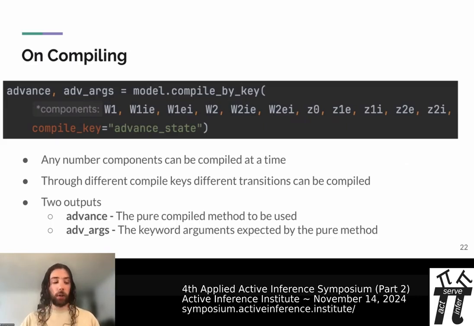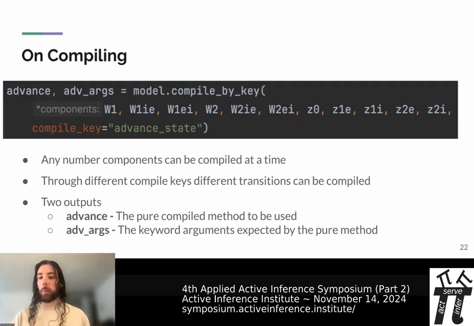But let's just say we only wanted to go through the first chunk, right? We only wanted to do Z0, and then we just wanted W1, and then we just wanted like Z1E. That's all we wanted to compute. Well, all we would have to do is put those 3 values in a compile argument, and it would just go. We don't have to compile every component in our model.